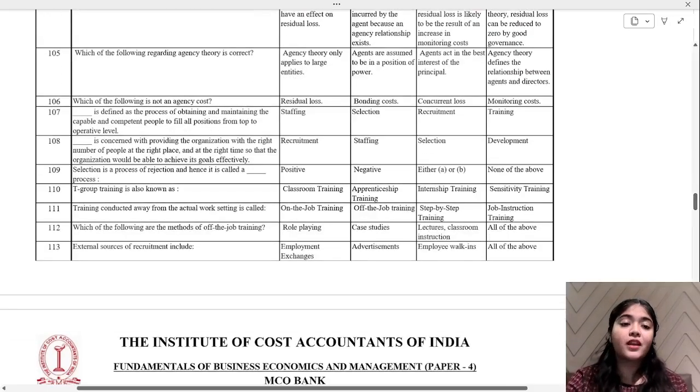Okay. Which of the following regarding agency theory is correct? Agency theory only applies to large entities. Agents are assumed to be in a position of power. Agents act in the best interest of principal, or agency theory defines relationship between agents and directors.